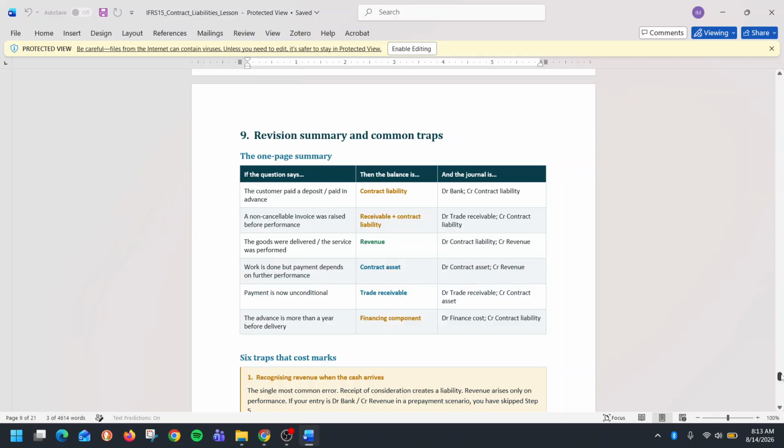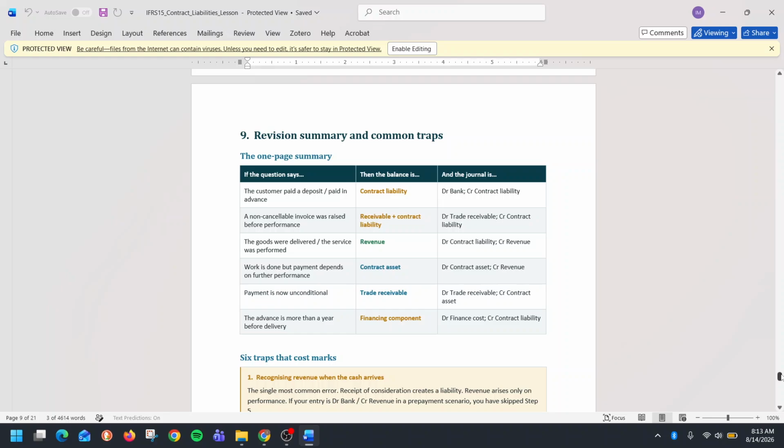How can I put that so that I can clarify it, since I didn't have an example for it? For example, let's say that your whole project was building, and they say that you can only receive your money once an inspection has been done. So that is a requirement before you can actually receive your revenue. So hence a contract asset. Then if your payment is now unconditional, trade receivable.